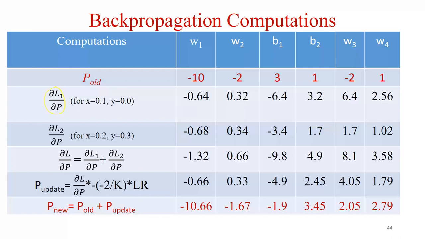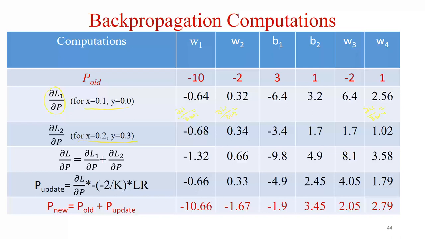You can see that I have computed delta L1. What is delta L1? This is the loss for the first pattern. And delta L2 is the loss for the second training pattern. So I computed these derivatives. In this case, delta L1 over delta W1 equals minus 0.64, and delta L1 over delta W2 equals 0.32, and so on, till the end, delta L1 over delta W4 equals 2.56.